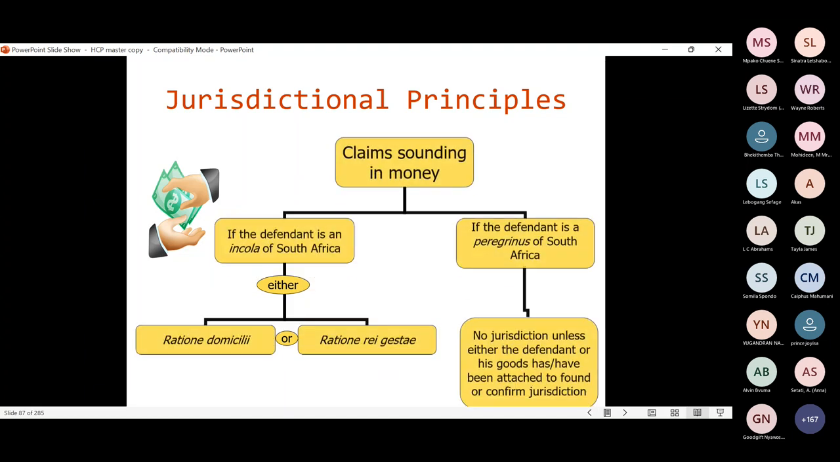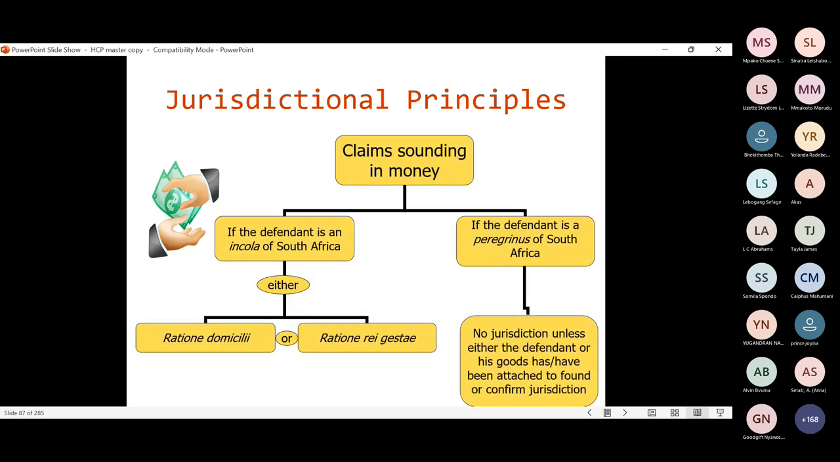And then if a claim is for money, if the defendant is an incola of South Africa, then you can use the reason of domicile or rei gestae, where the cause of action arose. Incola means a citizen of South Africa. If the defendant is a peregrinus of South Africa, that means the defendant is not a citizen, then the court doesn't have jurisdiction, unless the defendant's goods have been attached.